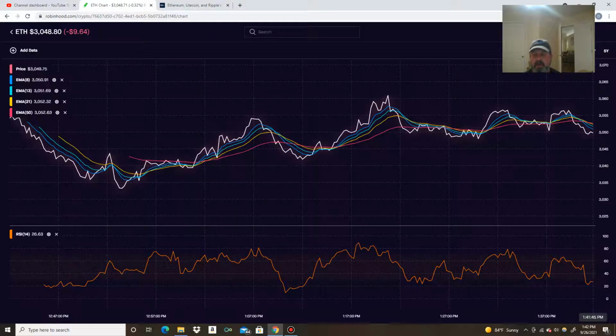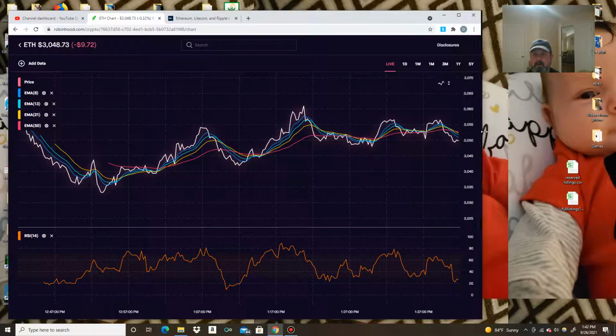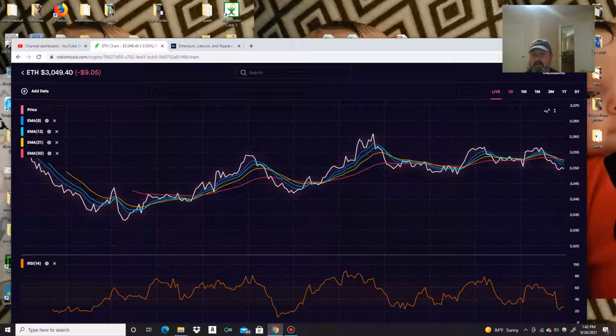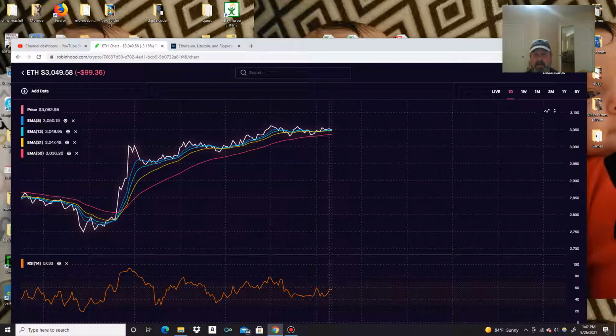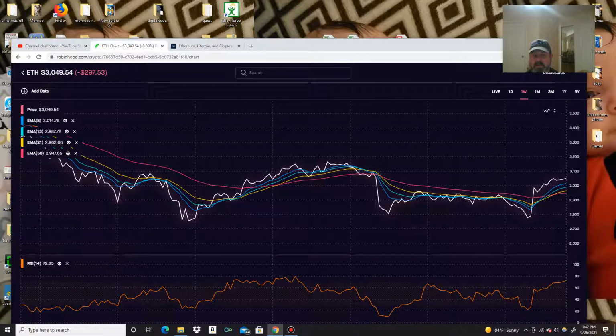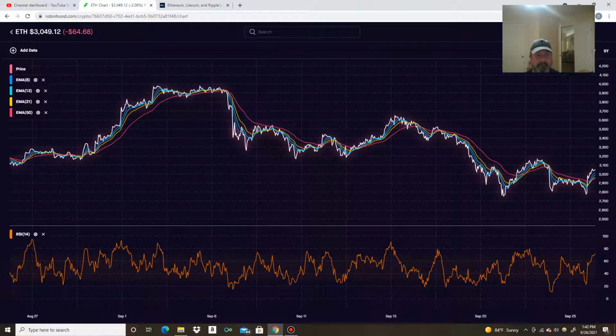If we look back here at our RSI, we are looking at 1 day RSI, we're in the 60s. 1 week, we are still 72.35. 1 month, we are at 71.99. If I see those take a hard dip, I'm going to set my buy orders. That's it.